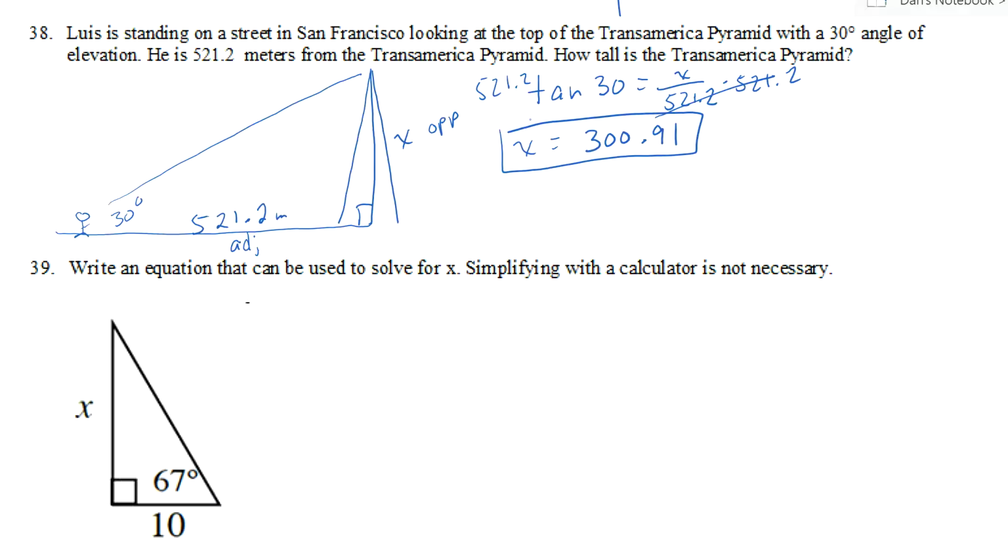Another way you could do it is, since this is a 30-degree angle right here, that means they gave you the longer leg or the middle side length. So we could take 521.2 and divide it by root 3. And if you do that, you should get the same thing.